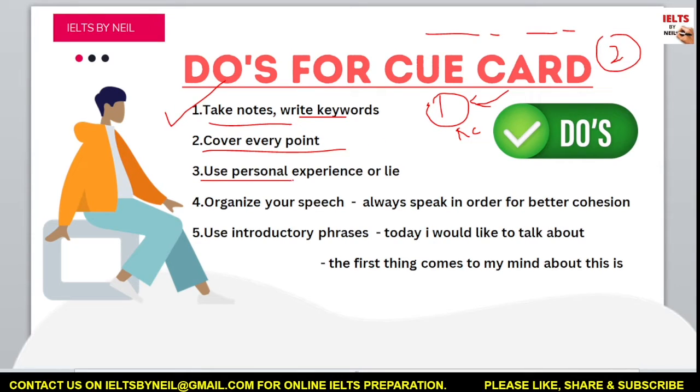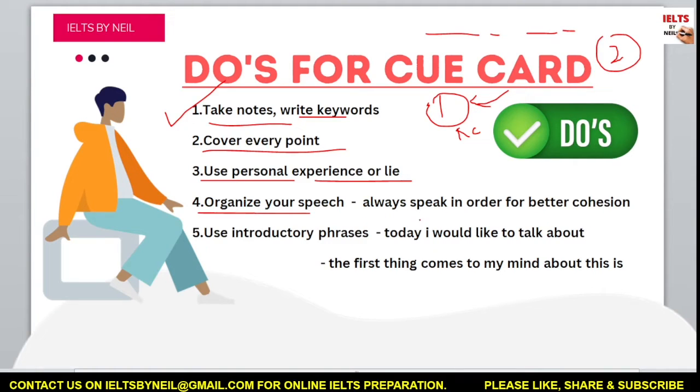Next one is use personal experience or lie. There might be topics about which you do not have any experience. For example, if they ask you to describe a time when you visited a country abroad, and you have not been to a foreign country, then we cannot say that I've not been, so please change the topic. You got no option then. The best way is to use personal experience, if you have experienced it. If you have not experienced it, then you must lie about it. You must have heard it from your friends, relatives, or even on TV or the internet. You just have to make some story and start speaking. That is the only option you have.